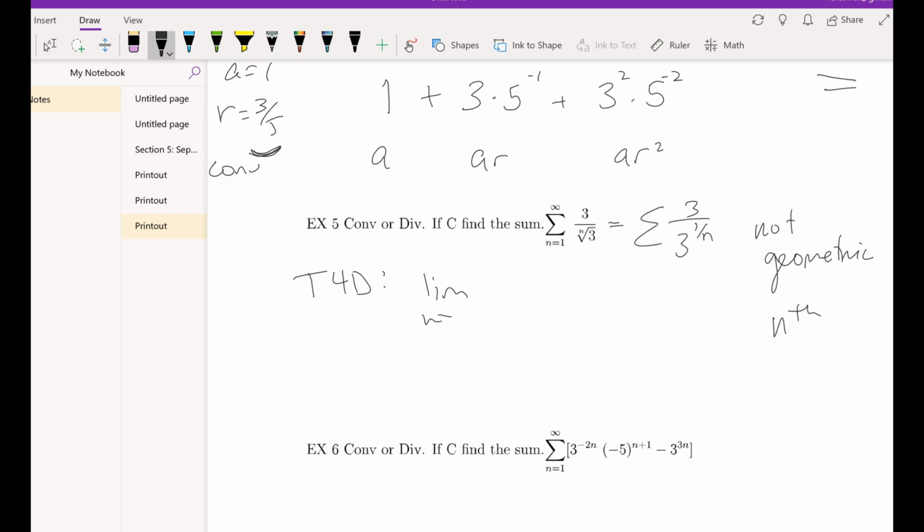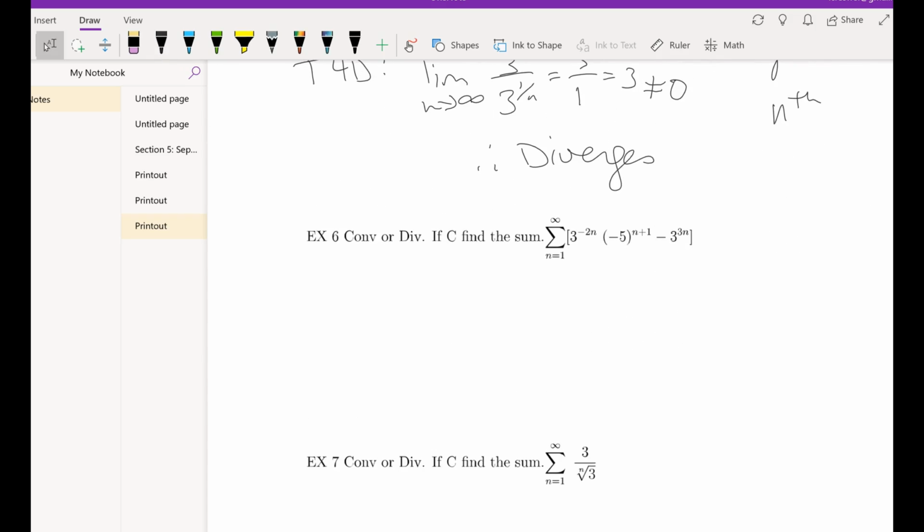Test for divergence says if I take the limit of the nth term, and here, if I take the limit, I get 3 over 3 to the 0, which is 1, so I get 3. If the nth term does not equal 0, then I know the whole thing diverges, because the terms are not getting small. This one here, I want to make sure I separate it and make 2 separate sums. So I have 3 to the negative 2n, negative 5 to the n plus 1, and then subtract, and do 2 separate sums, and I'll let you finish that.